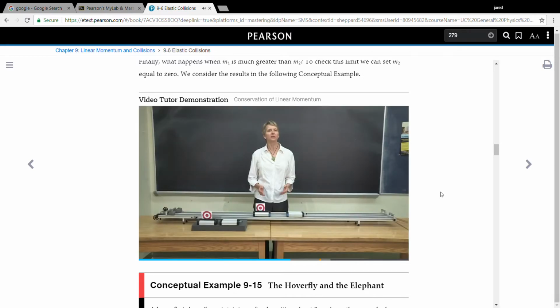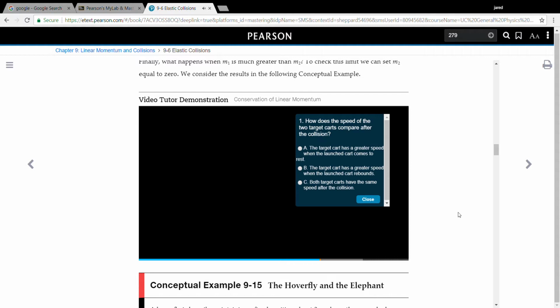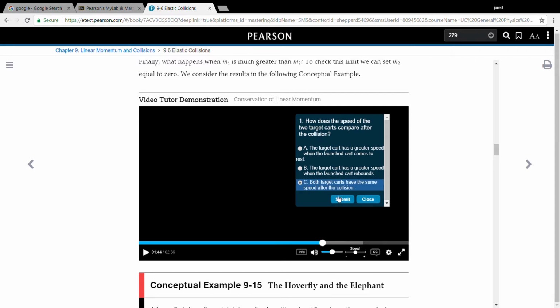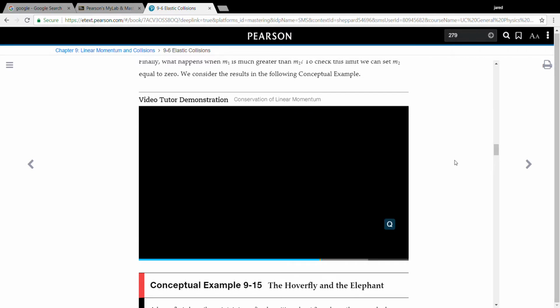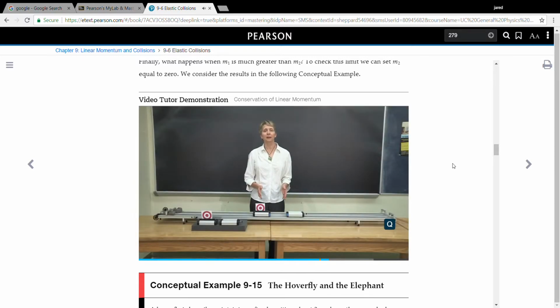How does the speed of the 2 target carts compare after the collision? The target cart has a greater speed when the launch cart comes to a rest. The target cart has a greater speed when the launch car rebounds, or both target carts have the same speed after the collision. Let's repeat both collisions, this time watching what happens to both target carts.